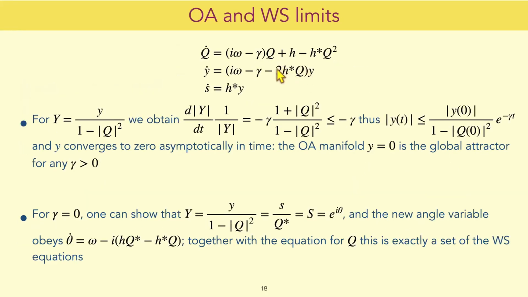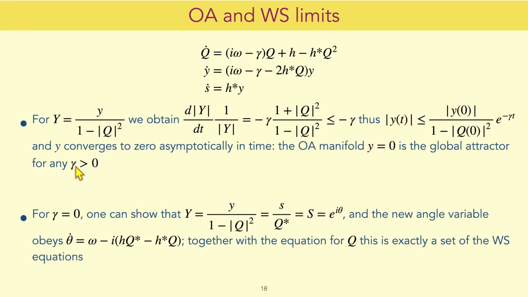Now, let us relate this exact solution to the previous cases of Watanabe-Strogatz and Ott-Antonsen. In the case where gamma is non-zero, we can show analytically that this variable y decays in time. So it is strictly less than some negative value, which is proportional to gamma. It decays in time, and y equal to 0 means that the remaining equation is for q, and this is exactly the Ott-Antonsen manifold. So we show here how the system approaches this Ott-Antonsen manifold, which is the global attractor. But you need dissipation.